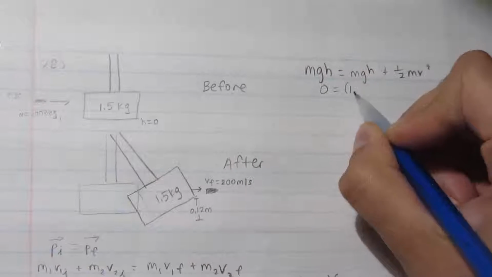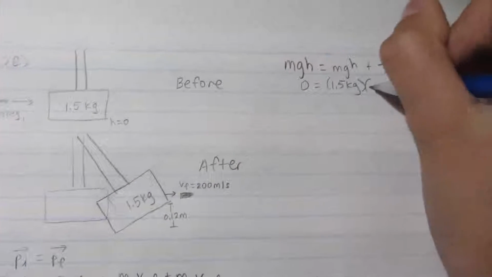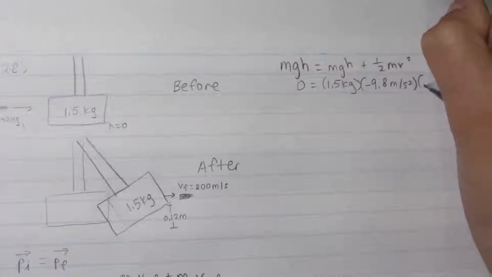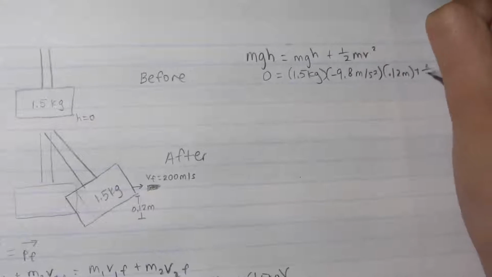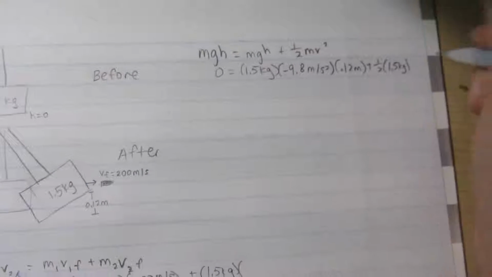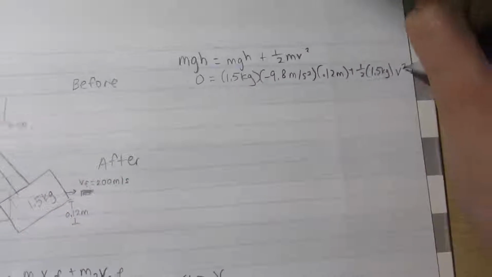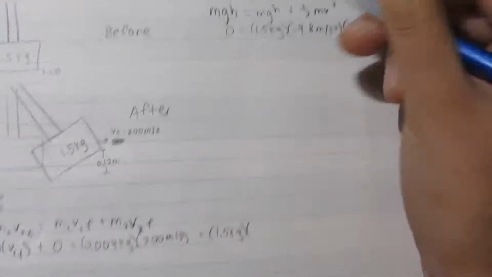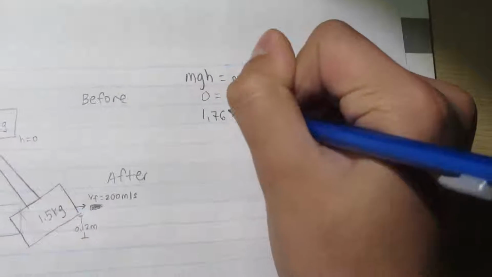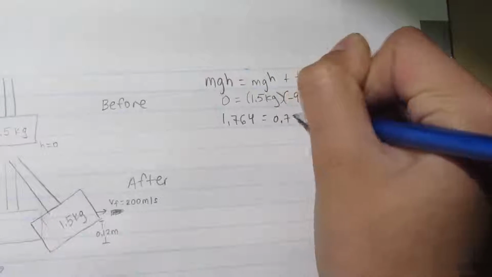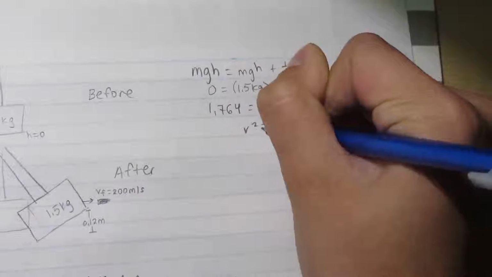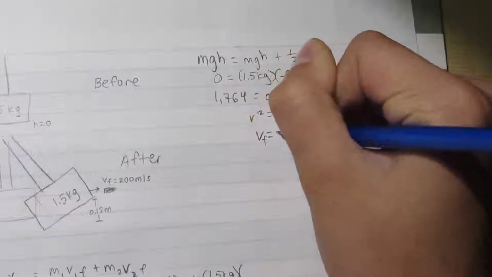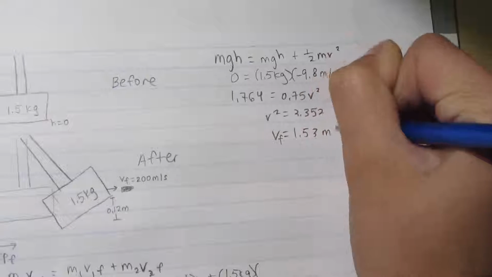And then over here, I have 1.5 kilograms times gravity, negative 9.8 meters per second squared, and then the height is 0.12 meters, plus 1/2 times 1.5 kilograms and then velocity squared, which is what we want to find, the final velocity of the block. So once I multiply this out, I get 1.764 equals 0.75 v squared. V squared equals 2.352, and then the final velocity of the block is 1.53 meters per second.